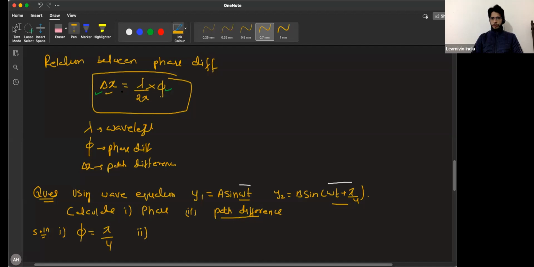What about others? Ahmad, Fatma, Faisal. Write the path difference. I'll wait for 1 more minute only. See, we have already calculated the phase difference. Now this is pi by 4. Just put the value phi equal to pi by 4 in this equation and get delta x.